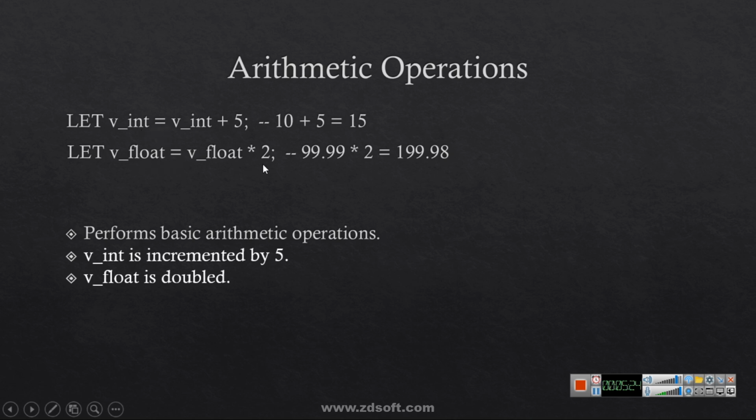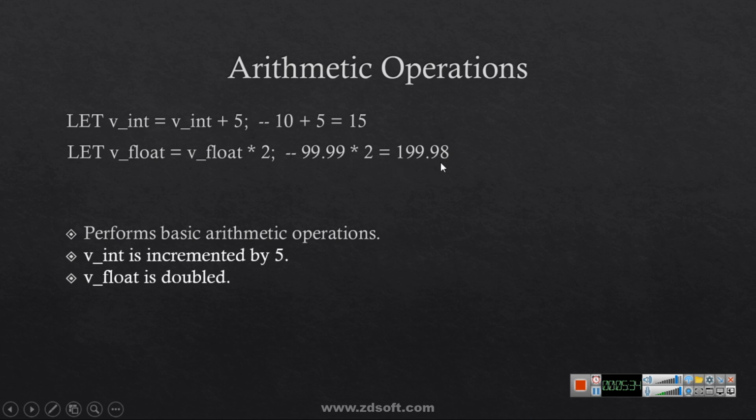V float equals to v float into 2. So in the earlier slide we have declared the value as 99.99 to the v float. That's why 99.99 into 2 equals to 199.98. That value will be assigned to the float variable. So here we are performing the basic arithmetic operations. In this integer variable we have just incremented its value by 5, and for the float value we have doubled it.